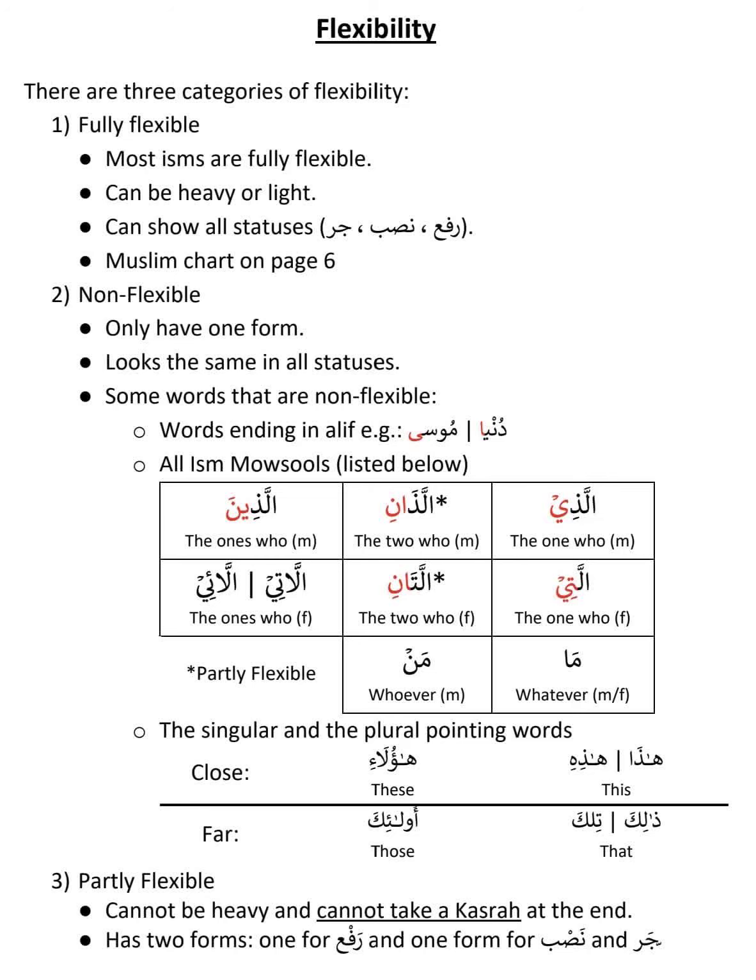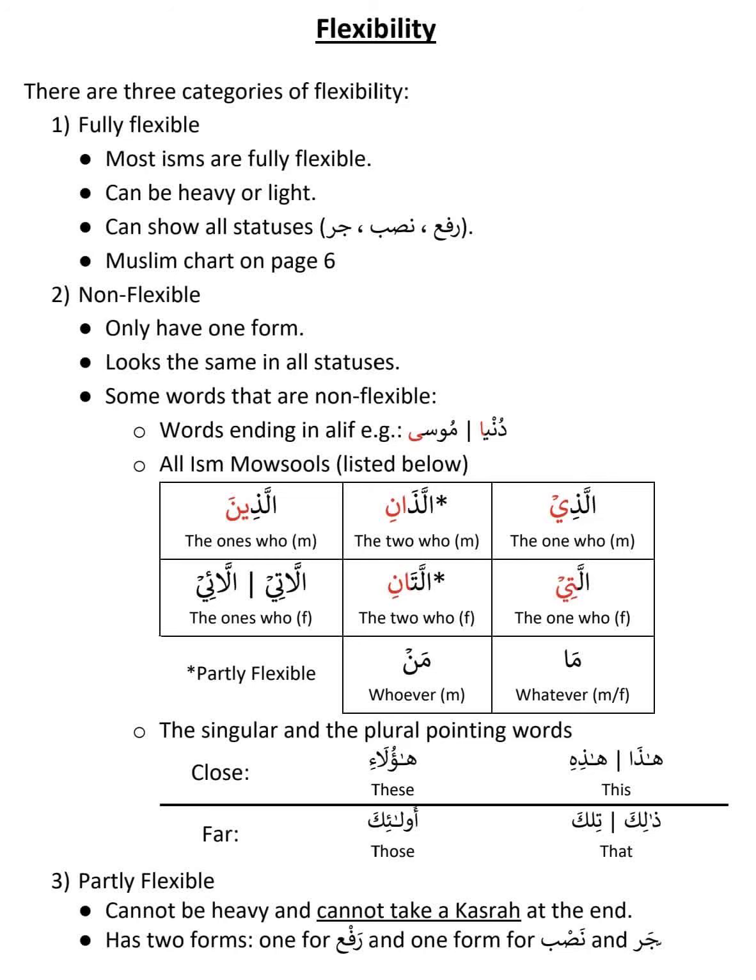Those are non-flexible words. The examples given here are words ending with alif maksura, like Musa, Isa, even Dunya. Those words ending with the ah sound are, in most cases, non-flexible words. Also, in future we are going to learn words like Alladhi, Alladhina, which are mostly in the Quran, and Allati. Those are also non-flexible. Then ma and man.